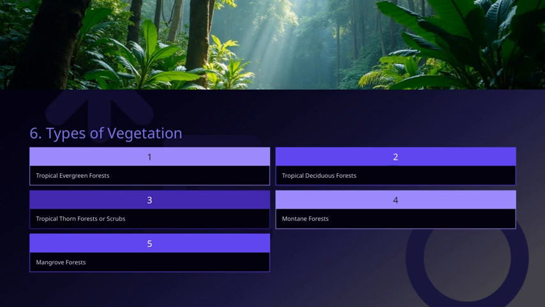Moving on, mangrove forests are unique coastal ecosystems found in tidal areas, with tangled roots that help protect against erosion and support marine life. Then, we have tropical deciduous forests, which shed their leaves during dry seasons to conserve water. They're quite widespread and support a variety of wildlife. Finally, montane forests are found at higher elevations. They tend to be cooler and often host different plant species compared to lowland forests. Connecting all these types, it's clear that vegetation varies greatly depending on climate and altitude, and understanding these differences helps us appreciate the diverse ecosystems that sustain life in our region.